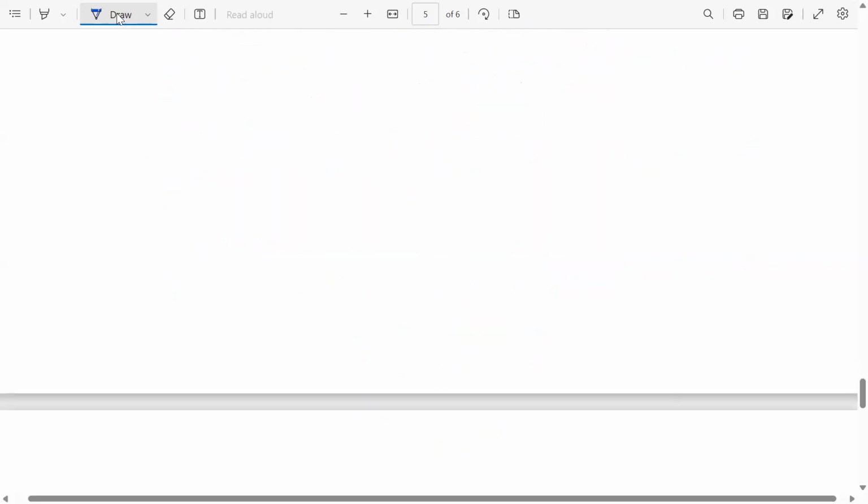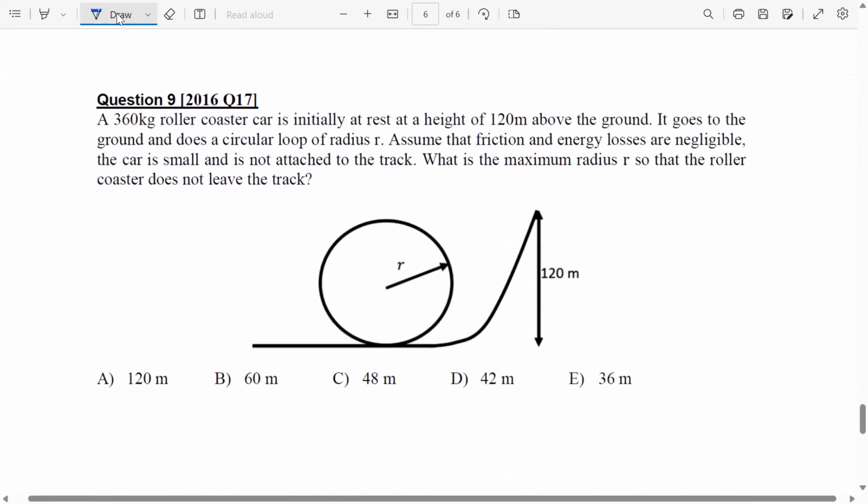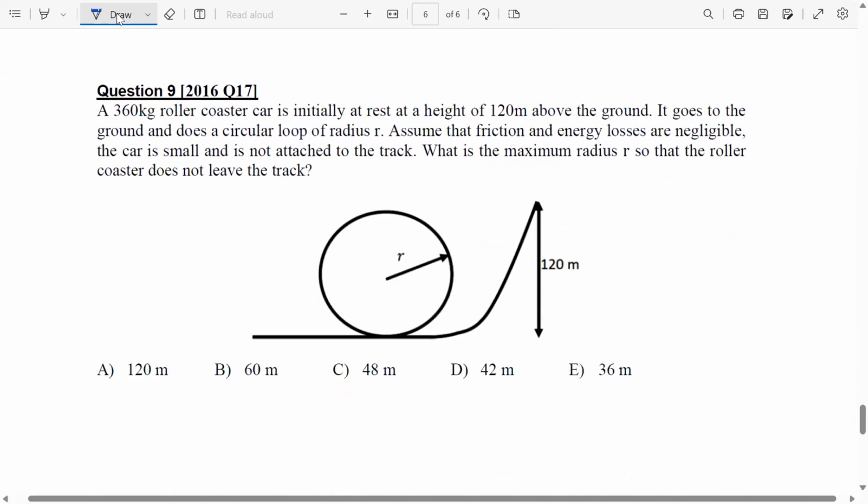Okay, next one. 2016 question 17. A 360 kg roller coaster is initially at rest at a height of 120 meters above the ground. It goes to the ground and does a circular loop of radius r. Assume the friction and energy losses are negligible. The car is small and not attached to the track. What is the maximum radius so that the roller coaster does not leave the track?